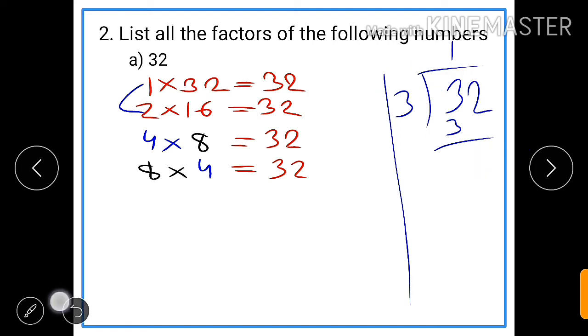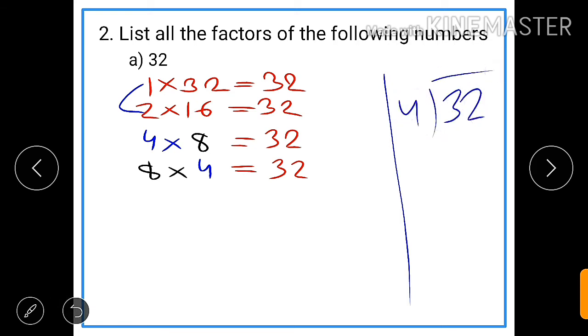Next we will check 4. After 3 we have 4. So we will check whether 32 is divisible by 4 or not. We know 4 8s are 32. So it is exactly divisible. So you will write 4 into 8 equals to 32.